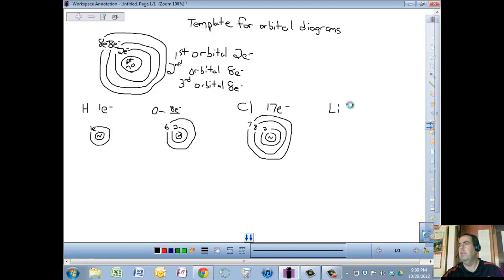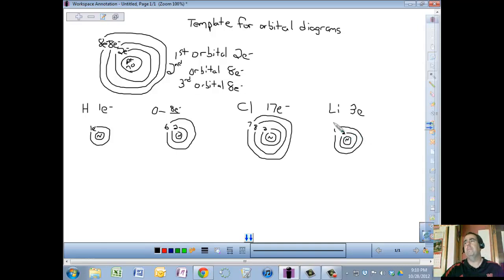Let's look at lithium. Lithium has 3 electrons that we need to place. So again, I look at my nucleus. Can't place all 3 of them in the first ring, so I'm going to place 2 there. And then I have 1 electron that's left over. So in that second ring, I'm just going to place 1 electron.